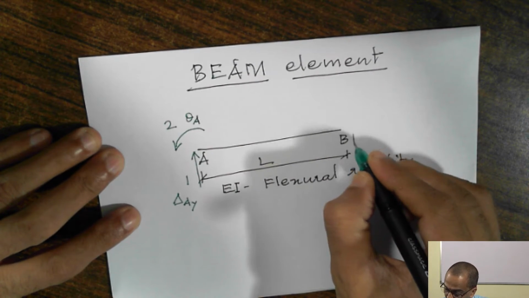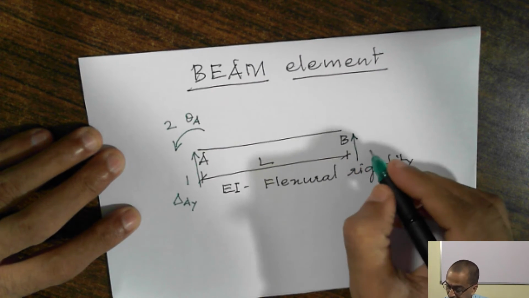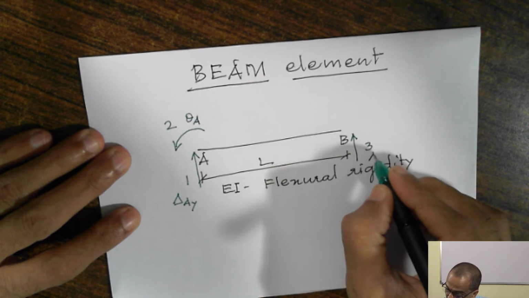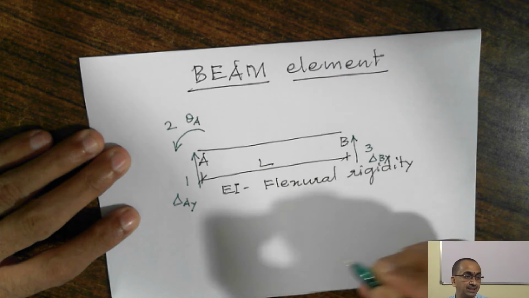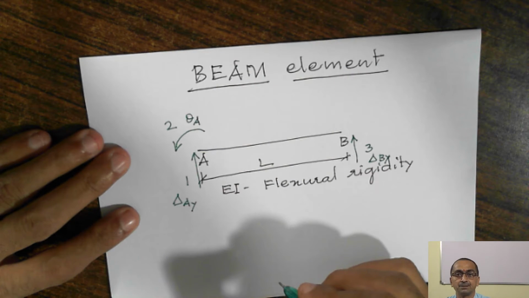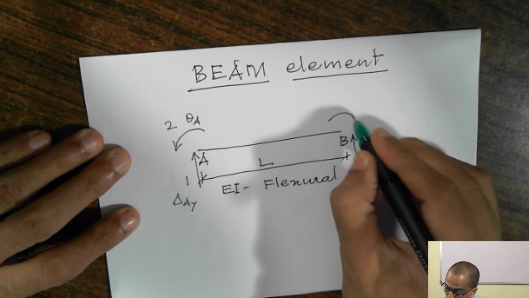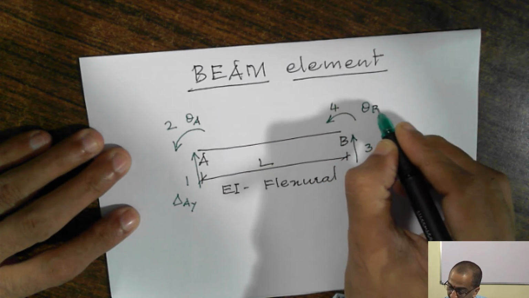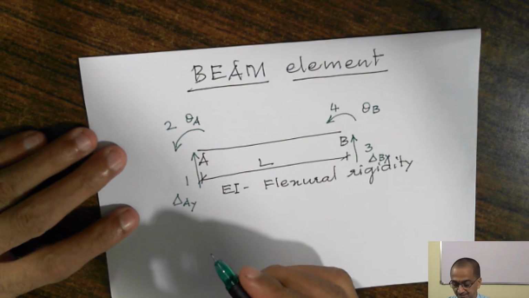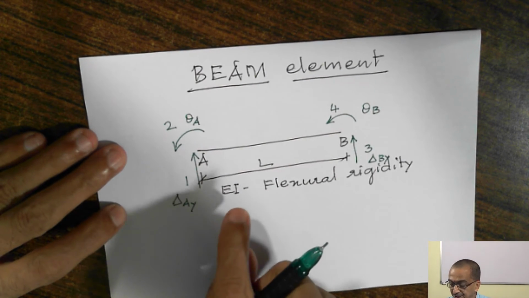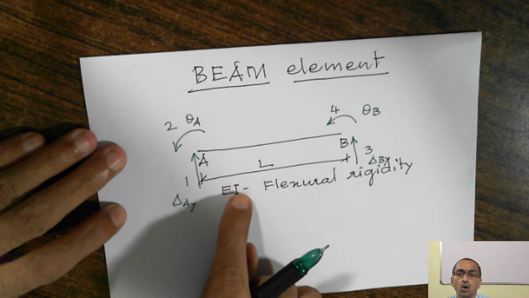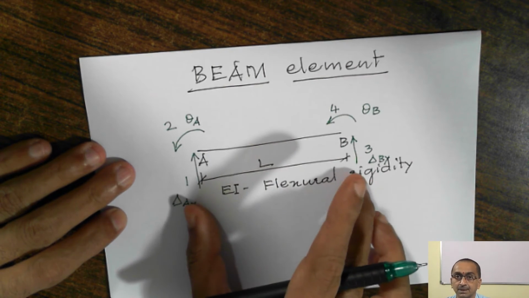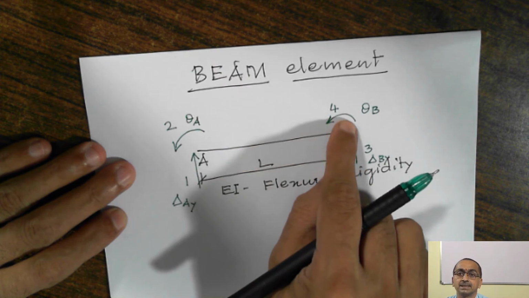The third degree of kinematic indeterminacy is similar at B, numbered 3, that is delta B in the y direction, the deflection of B upwards. And the fourth degree, numbered 4, is theta B in the anticlockwise direction. Now my friends, remember, this is the beam element for all our further references. We cannot change this beam element. We have to remember that these are the degrees of kinematic indeterminacy.